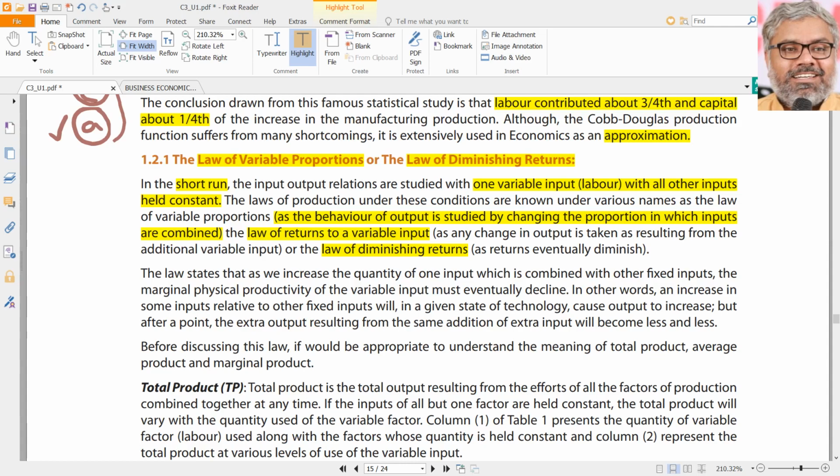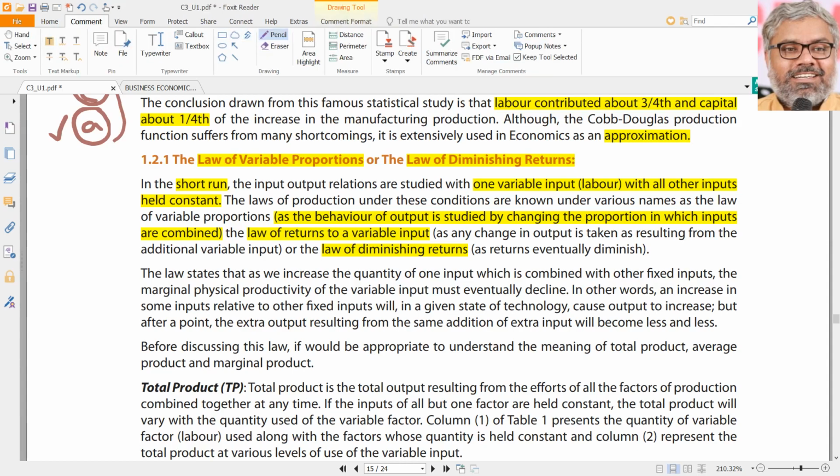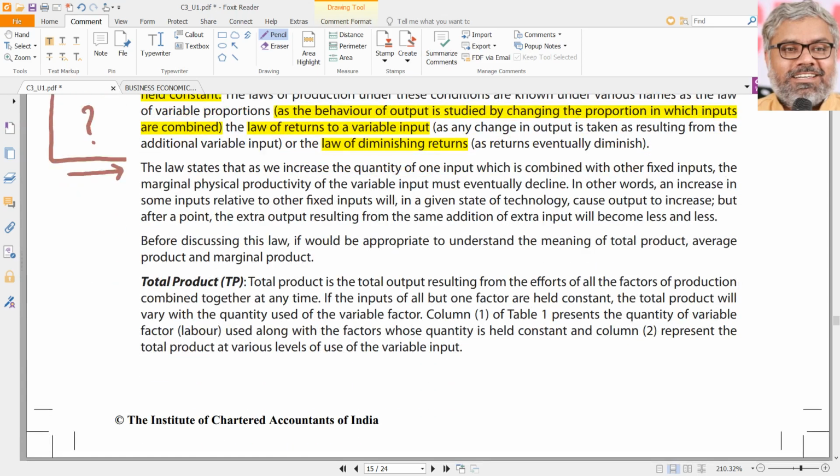Production, output. So as there is an increase in the proportions of an input, which is a variable input, all other inputs being constant, this variable input is being increased. How is that going to have an impact on the output is what this law of variable proportions will study. So as you keep on increasing the input, how the output will behave is what this law of variable proportions will study. So we can call this the law of returns to a variable input or the law of diminishing returns also, because eventually we will come to know that the returns will diminish.